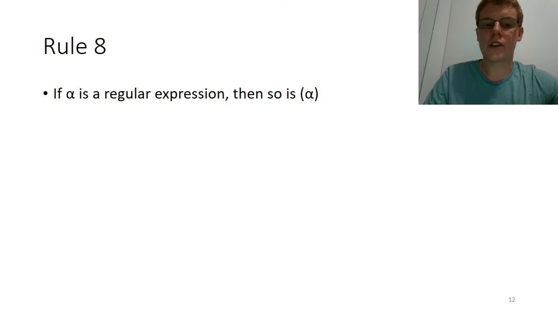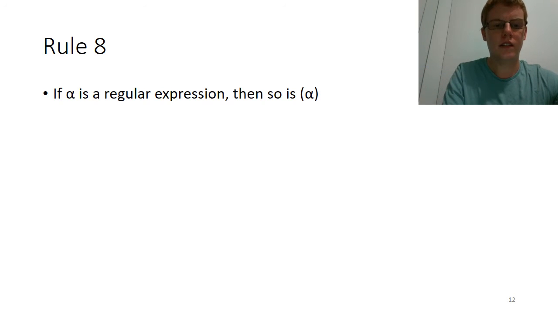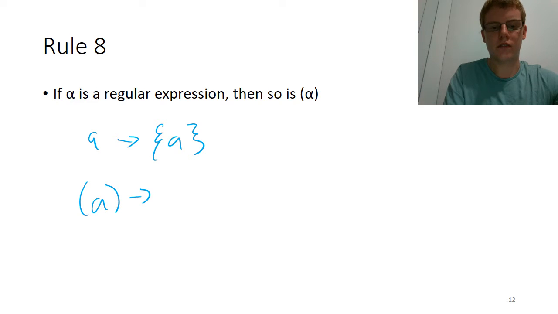Alright, final rule. If we have a regular expression alpha, then that regular expression in brackets is also a regular expression. This doesn't add us anything extra, it just gives us a nice way to group things together. So, when we have a set of parentheses with a regex in them, the language described by that regex is no different than the original regular expression. So for instance, where we had A as a regular expression which described the language that had just one string with one A, then this regular expression describes the exact same language.